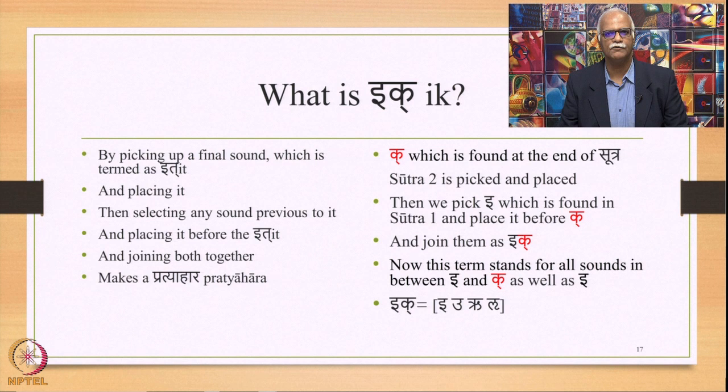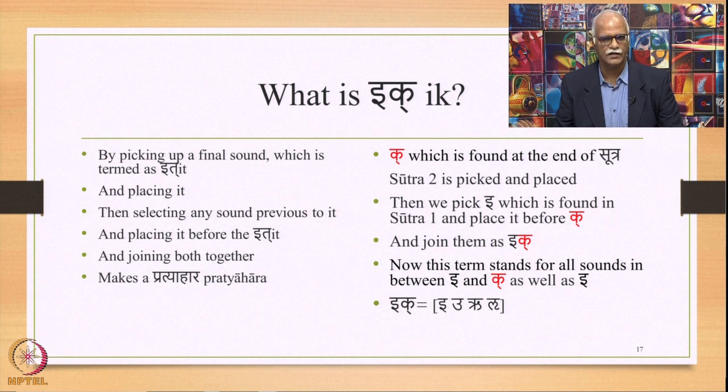Following this technique of forming the Pratyahara, let us see how Ik is formed. So we pick K, which is found at the end of Sutra 2, and we place it in front of us. Then we pick E, which is found in Sutra 1, and place it before Ka, and then join them together, and we get the word Ik. We get the Pratyahara Ik. Now this term stands for all sounds in between E and Ka, that is E, U, part of the first sutra, Na, which is a marker, not part of the Pratyahara, and Ru and Lu.